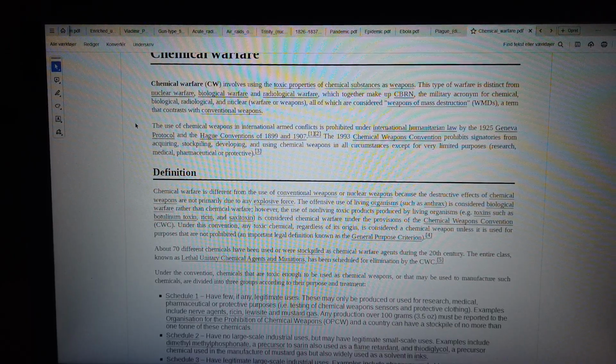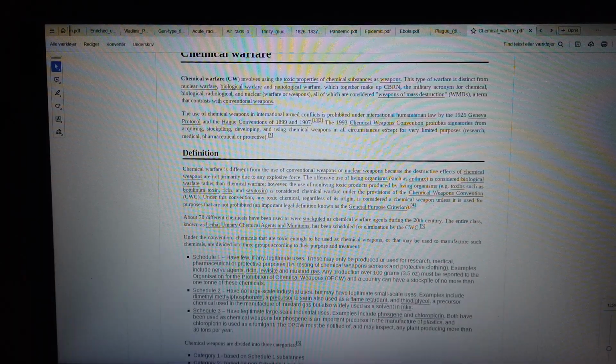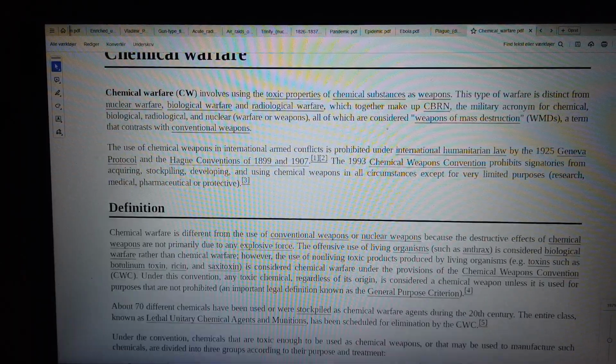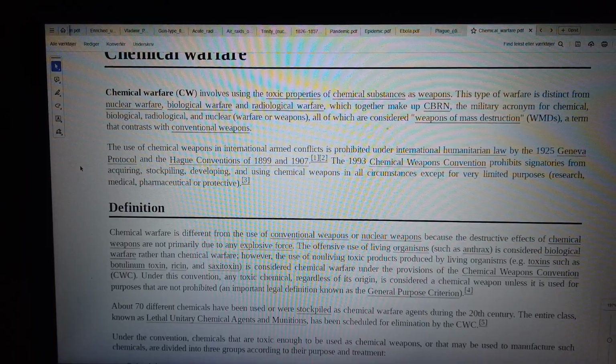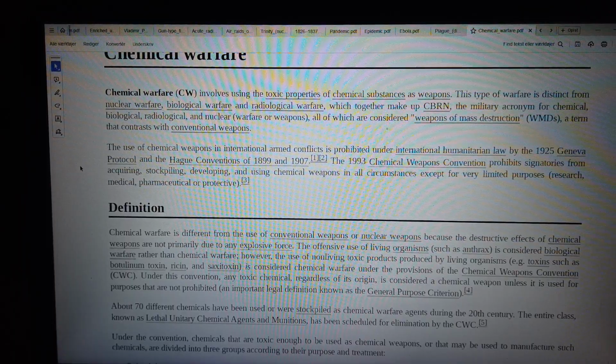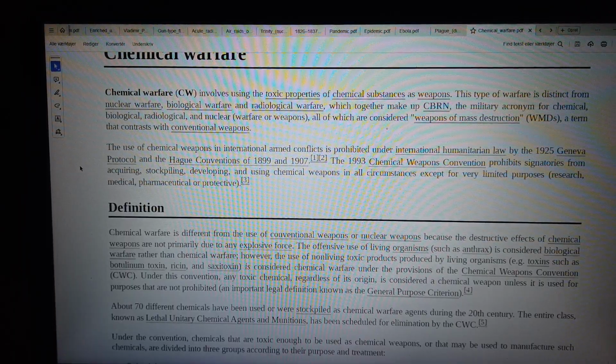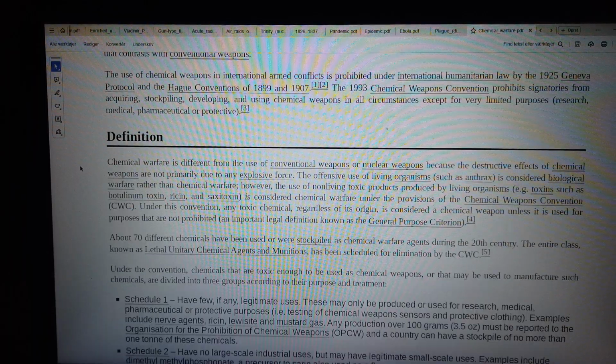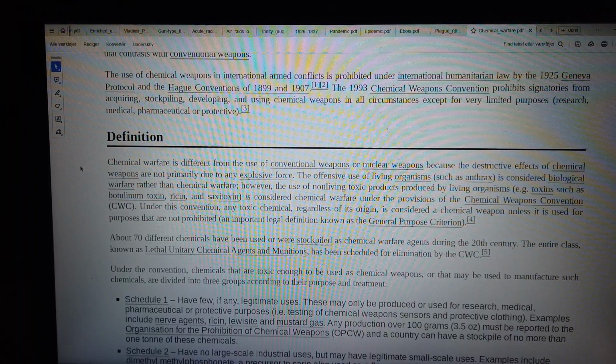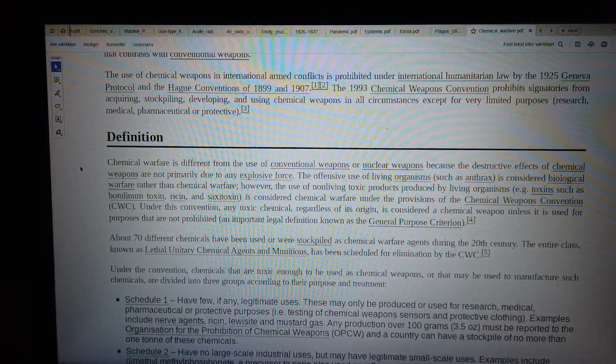The use of chemical weapons in international armed conflicts is prohibited under international humanitarian law by the 1925 Geneva Protocol and the Hague Conventions of 1899 and 1907. The 1993 Chemical Weapons Convention prohibits signatories from acquiring, stockpiling, developing, and using chemical weapons in all circumstances except for very limited purposes: research, medical, pharmaceutical or protective.